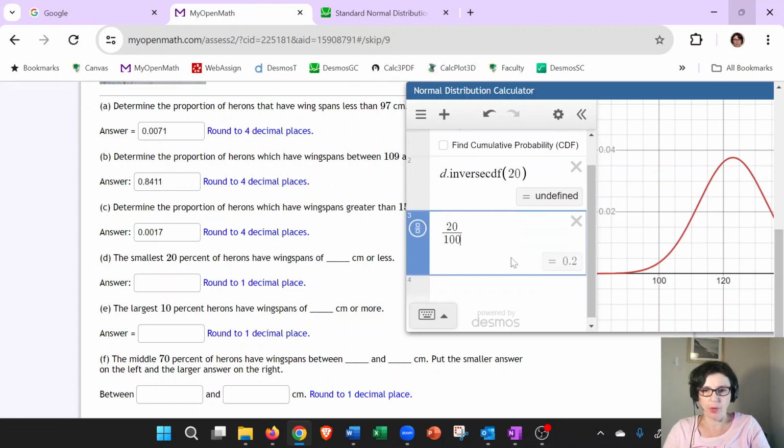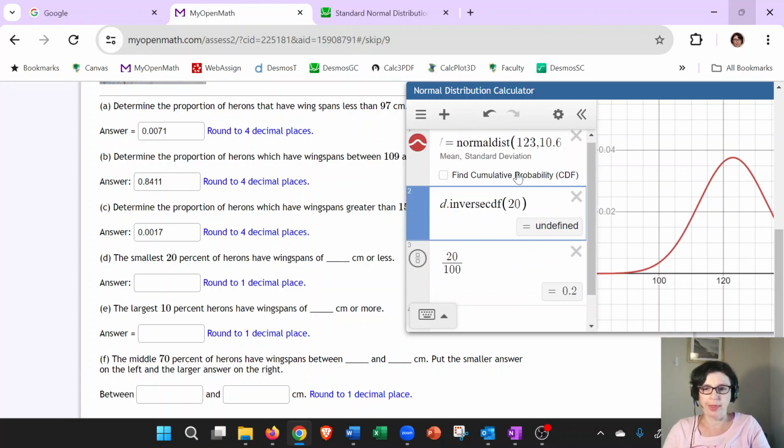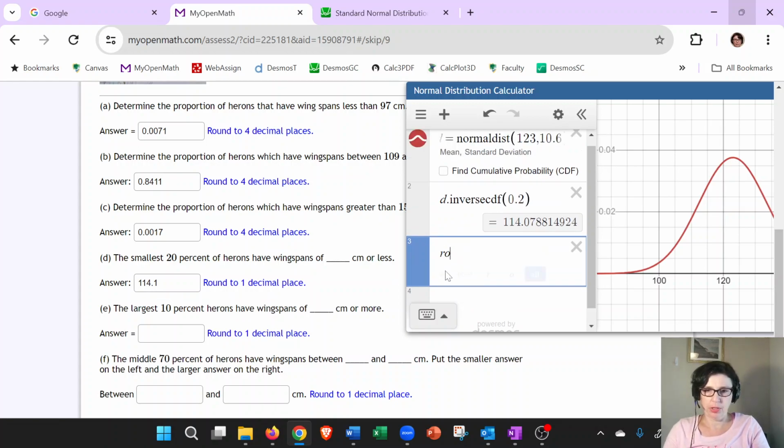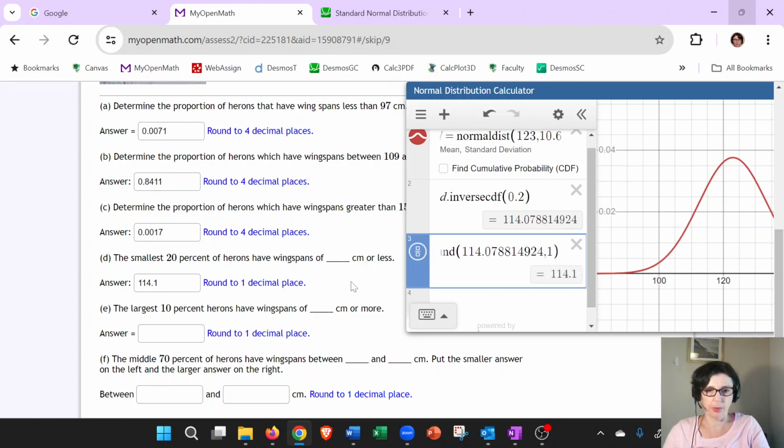So you would divide by 100, that's 0.2, and that's what you would put in the inverse. So the herons with the smallest 20% wingspans would be 114, and I guess 0.1. Let me see if I can round this answer. So let's just highlight this and say round to 1 decimal place.